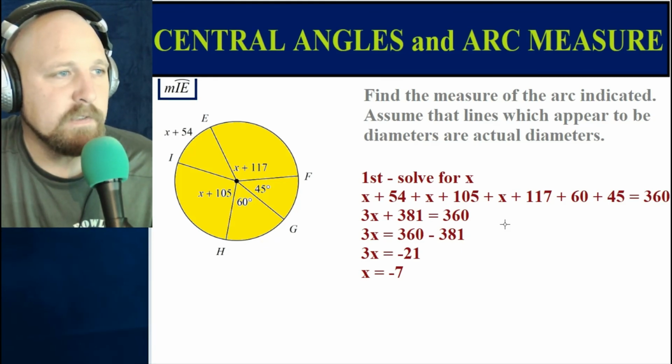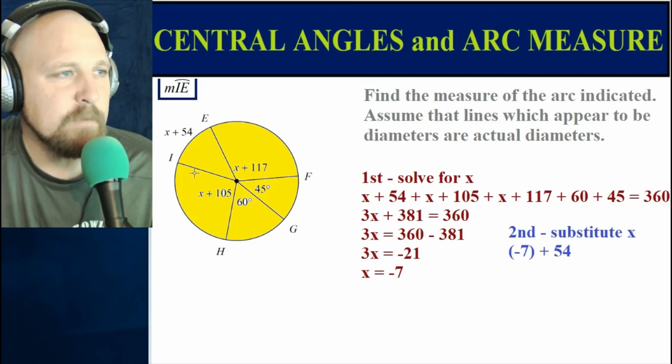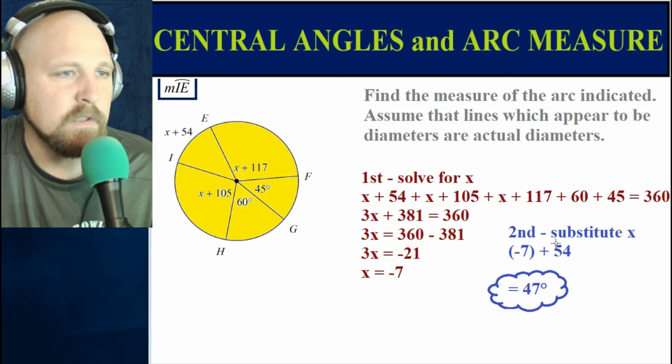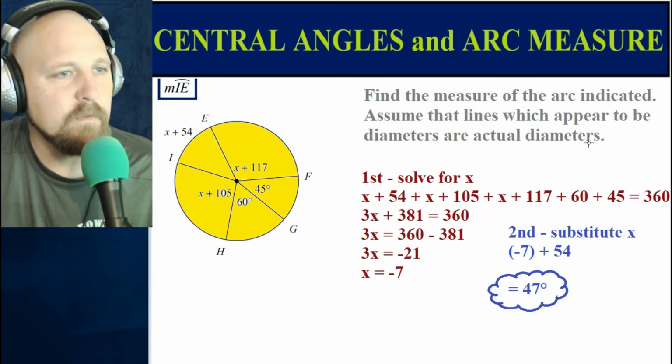From here, it's just simply substituting into the portion that we need, which is this portion right here. So we have, it's this portion here, x plus 54. So that'd be negative 7 plus 54 gives us our final answer of 47.